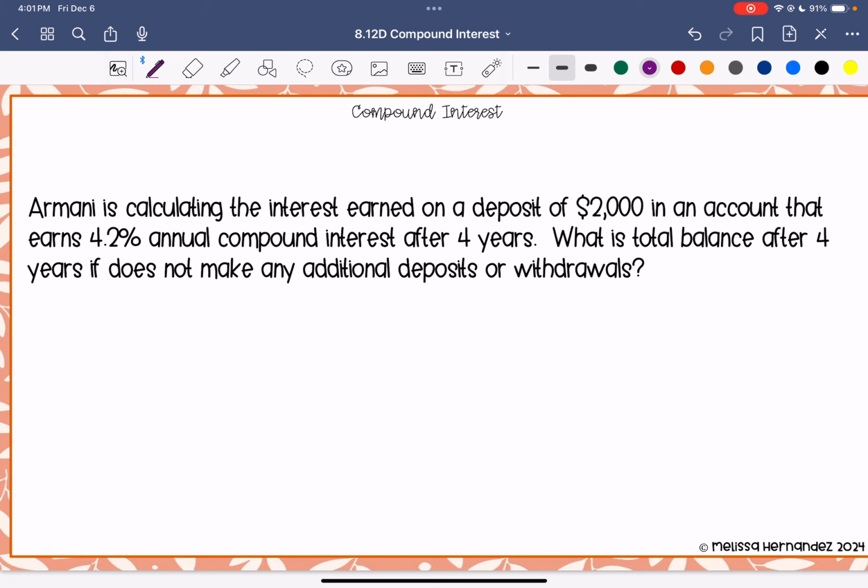So I always want to start off with writing down the formula, and then you start plugging stuff in. So we don't know the ending balance. That's what we're trying to find. But we know that he started with 2,000. And we know that this is the percent.